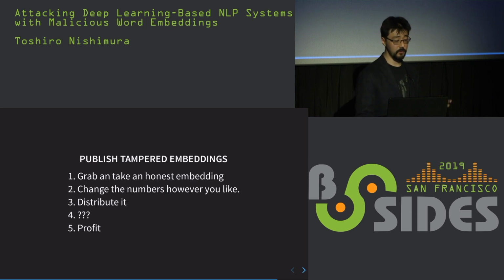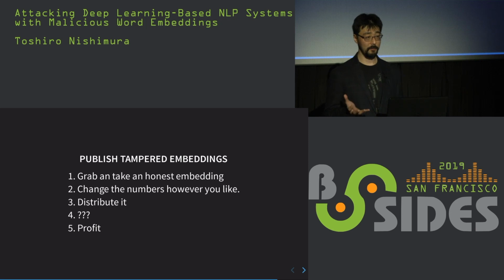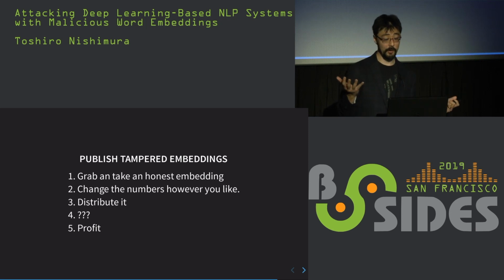And finally is to just publish a pre-tampered pre-trained embedding, and you just take an honest embedding or just make one yourself, change the numbers however you like, and you distribute it, and the rest is the same.